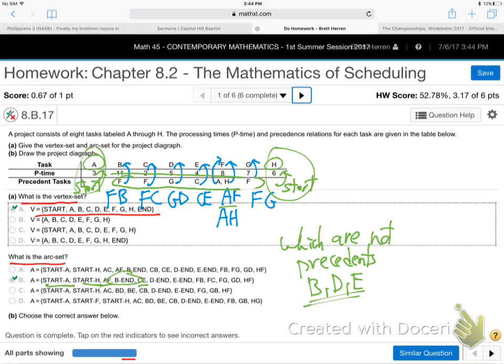H? Yes. So these guys are not pointing to anything else, so they must all point to the end. Right? If there's no job after them, if there's no other job they lead to, they must lead to the end. Does that make sense? That's why they have B to the end, D to the end, E to the end, along with all the other connections.